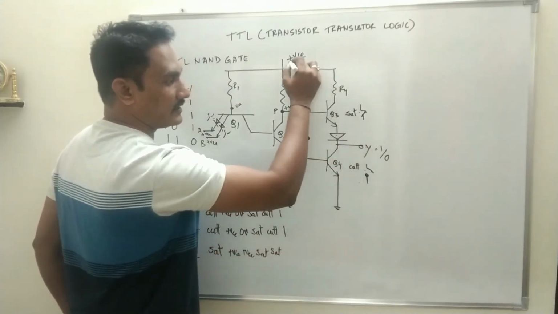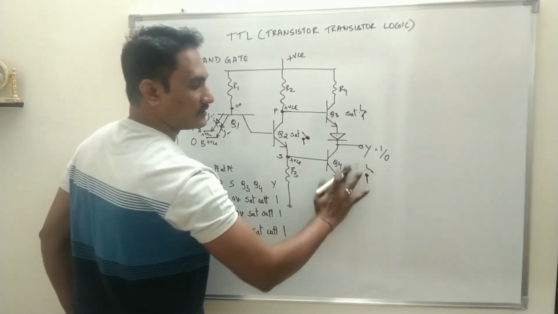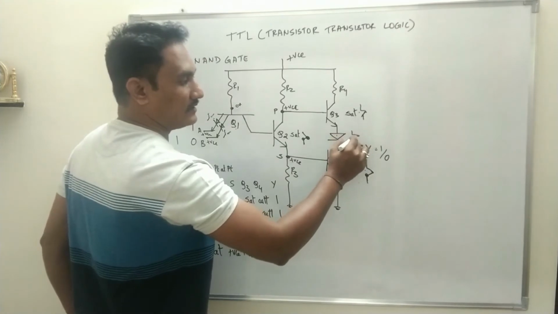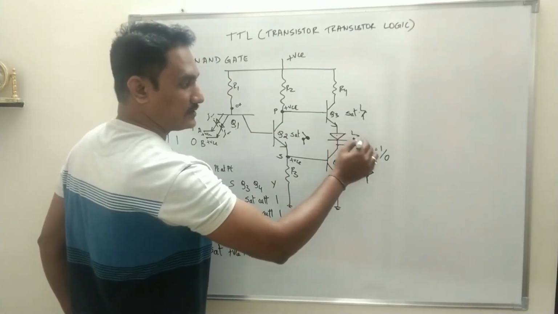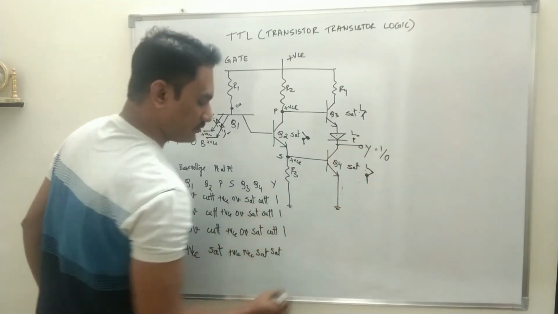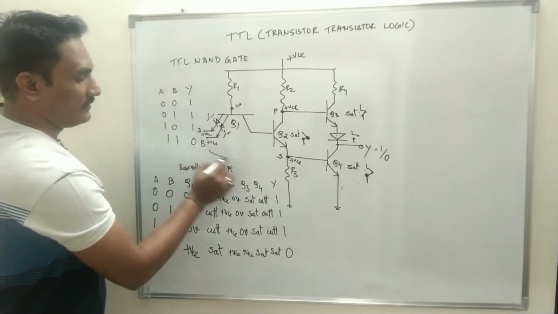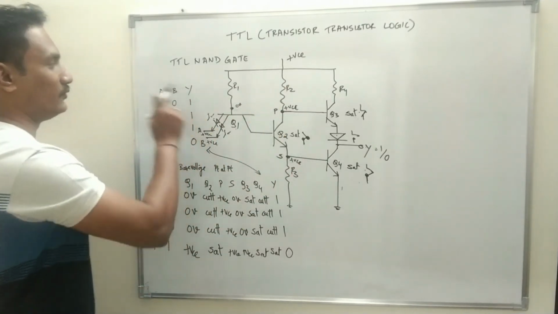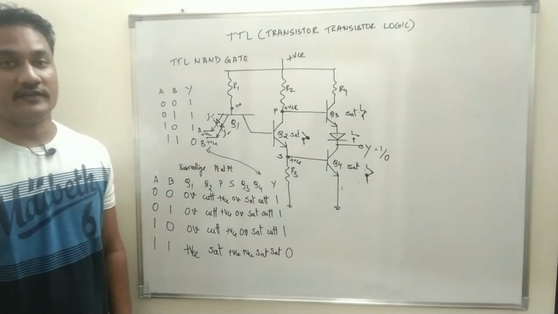Y cannot be connected to plus VCC. Y gets connected to ground. So this Q4 will also be in saturation region. So this diode at this point works as an open switch, and when it is working as an open switch, Y gets connected to ground. So Y will be equal to 0. So you can compare the two truth tables. The circuit exactly gives the output of a NAND gate. So this is the working of the TTL NAND gate.